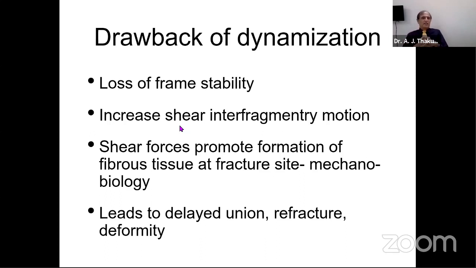The drawbacks of dynamization: the frame stability is lost, and one could have interfragmentary movement at a bad time. The shear forces promote formation of fibrous tissue at the fracture site. See, mechanobiology is the study of forces on a cell. Now, it has been worked out that if a cell receives a tensile force, it will produce a certain kind of product. If it faces a compressive force, it will produce some different kind of material. If it gets a shear mode, it will produce a third kind. If there is a translational force, it will behave differently.